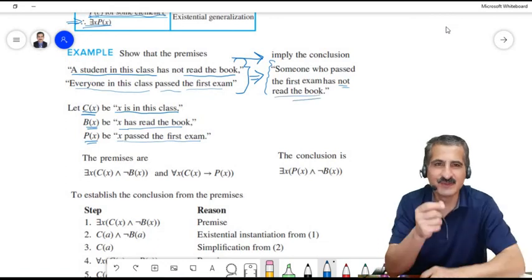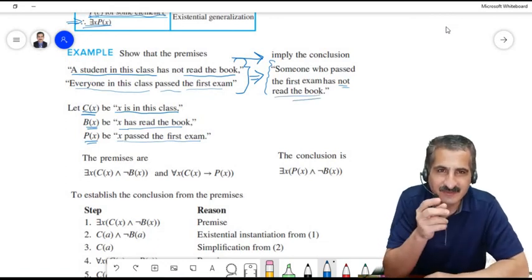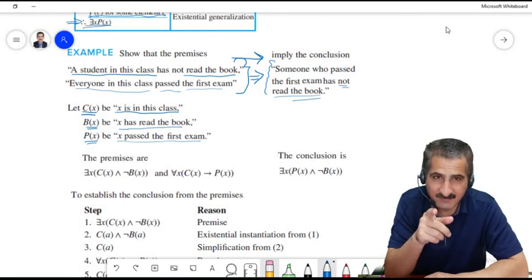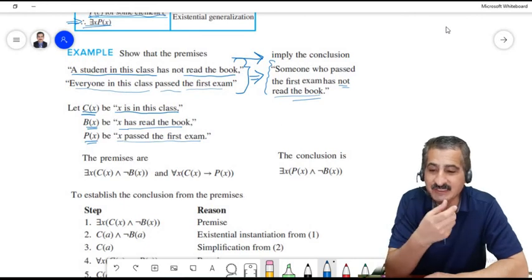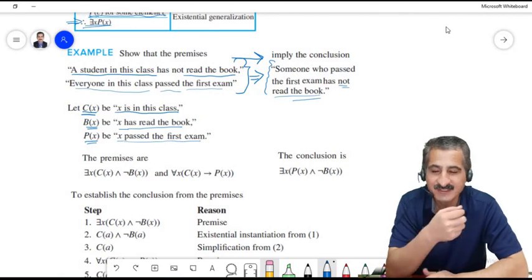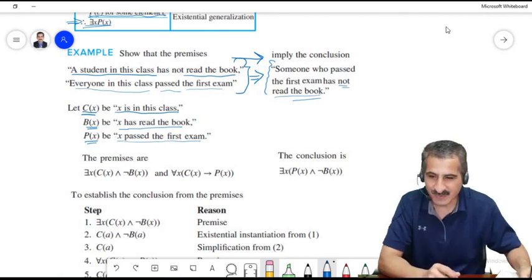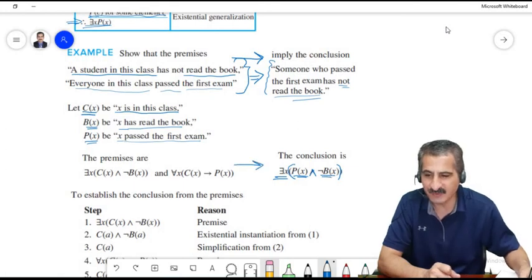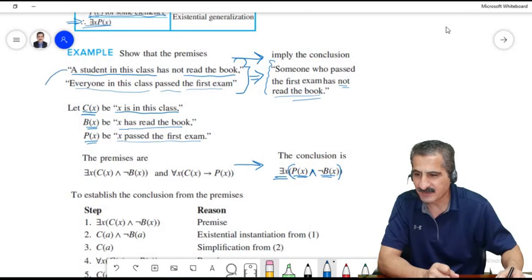So there is a student who passed the exam, which is P of X true, and he did not read the book. So it is not B of X. Here we go. So there exists some student such that he passed the exam but he did not read the book. So we want to have that conclusion from what? Let's go back here.